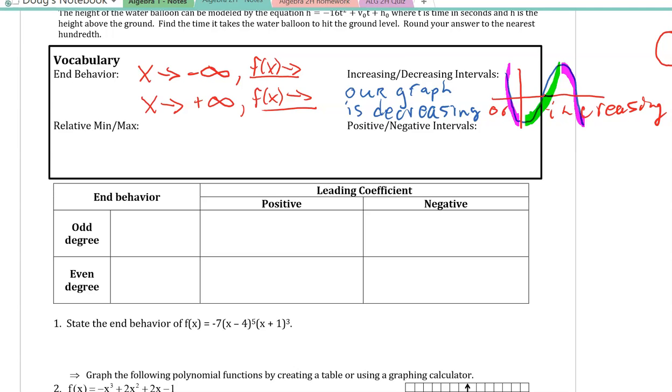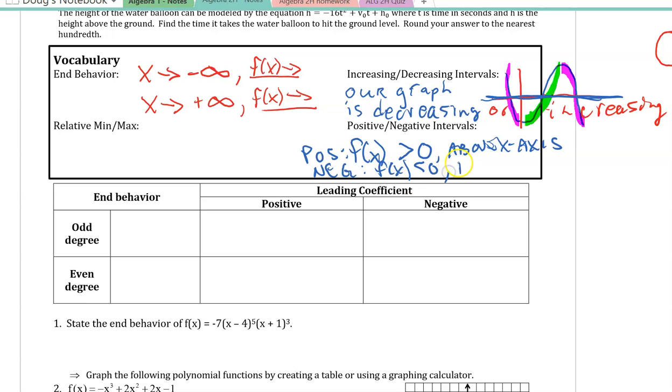Positive and negative intervals. Positive intervals are when f of x is greater than 0. In other words, above the x-axis. And our negative interval is when f of x is less than 0, or below the x-axis. I'm using the x-axis because the x-axis is where f of x equals 0, or y equals 0.